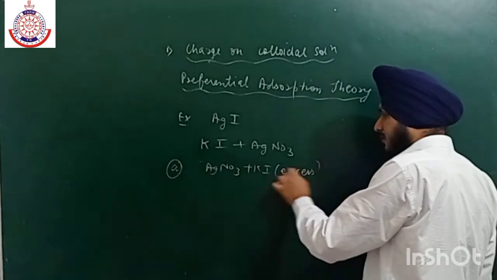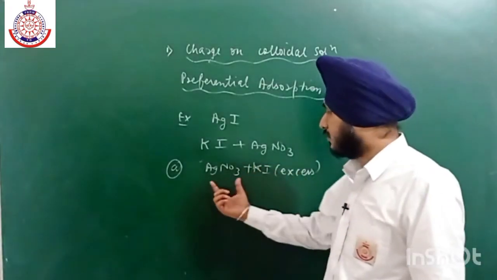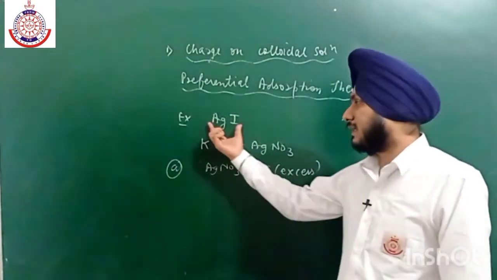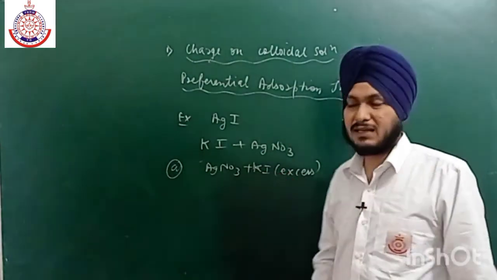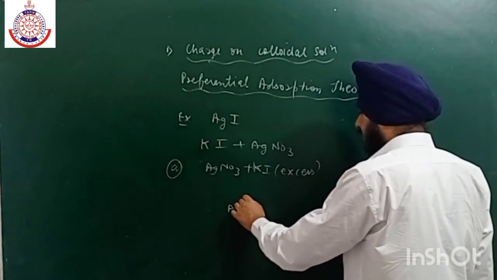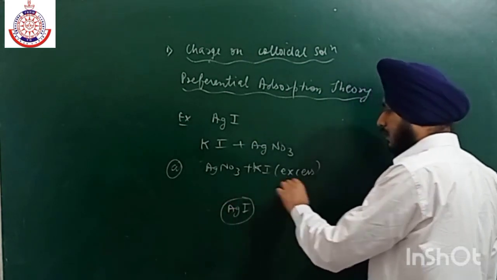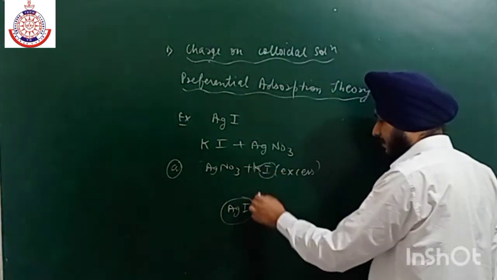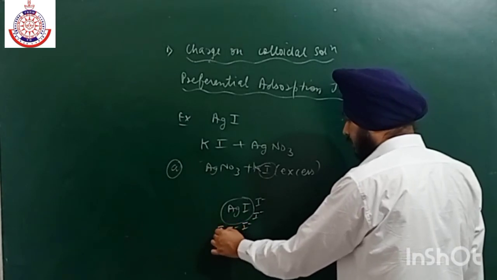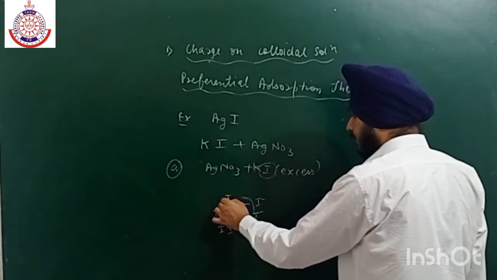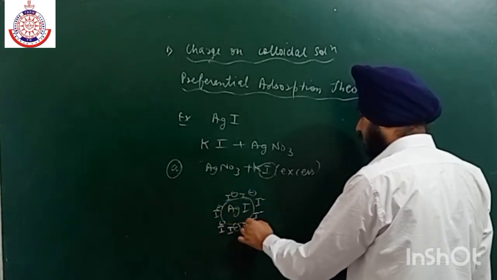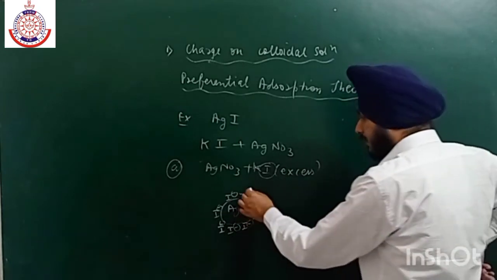Okay, firstly we take AgNO3 and we add KI solution to AgNO3 in order to form AgI. Then if KI is present in excess, this AgI will get a negative charge due to the adsorption of I negative. I negative gets adsorbed on the whole solution and it will form a layer.